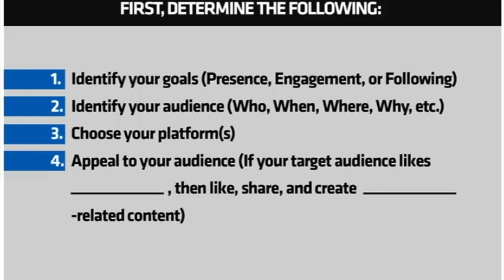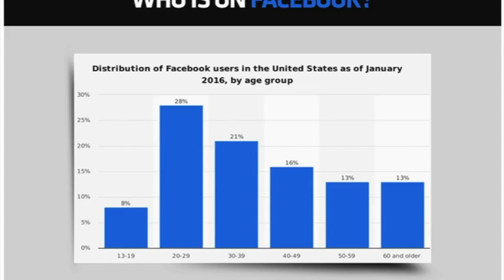Then we can look at choosing the platforms. And from a content standpoint, you have to appeal to your audience. If your target audience likes blank, then share and create blank-related content. Content is king. I've got all kinds of fun hacks for you that we're going to explore. But real quickly here in the last 5 minutes, I want to go through and just give you a taste of a way to look at social media from your target market standpoint.